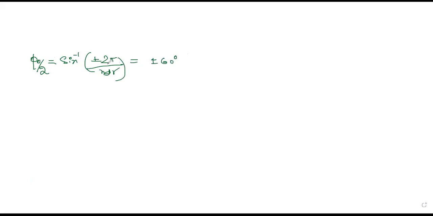This will be 2 pi, this will be 4 pi. You will get plus or minus 1 by 2, which is plus or minus 60 degree. That is your phi naught by 2. Phi naught by 2 is the half power point direction. So suppose if you're taking phi naught, you'll multiply that with 2. So you'll get it as 120.